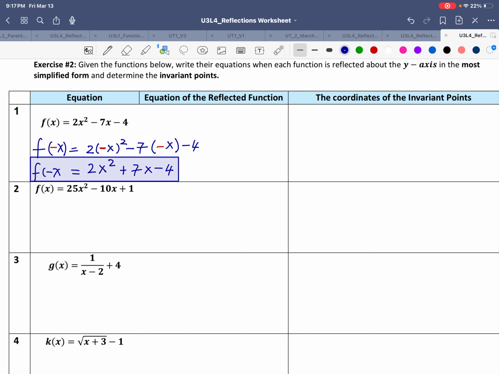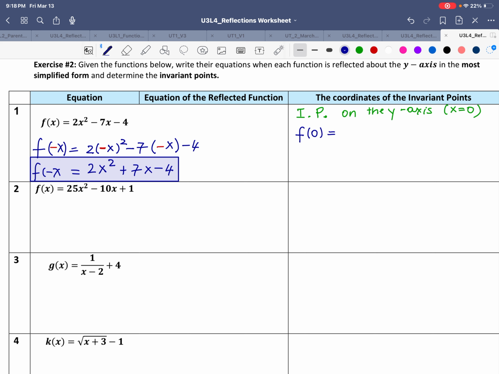Now we have to find the coordinates of the invariant points. So for invariant points, we're going to say they are always on the reflection line. So that means on the y-axis. And on the y-axis, we know that x is equal to 0. So therefore, to find the invariant points, we can use either the given or the reflected equation because invariant points belong to both of them, but it is safer to use the given function, and we're going to substitute x by 0.